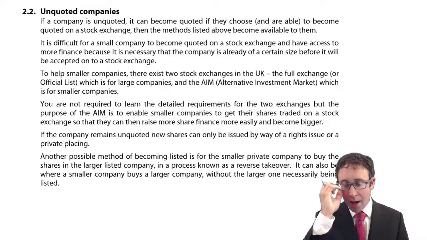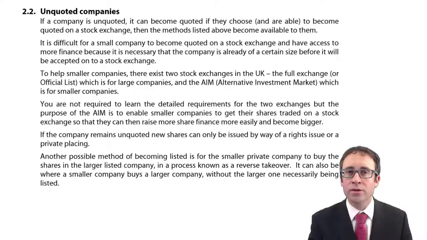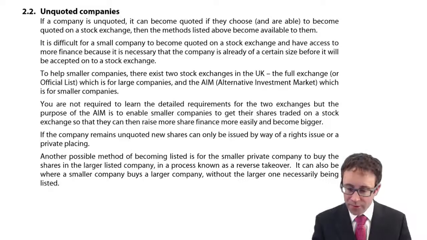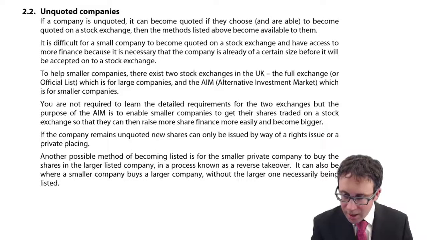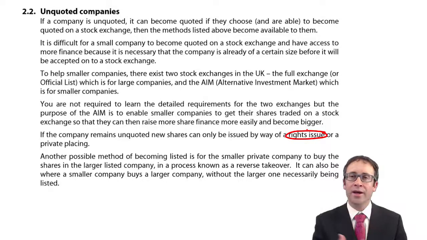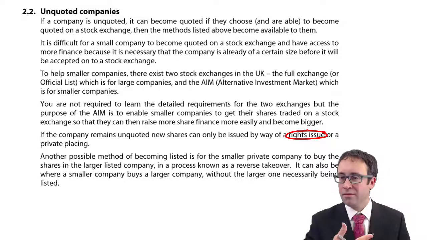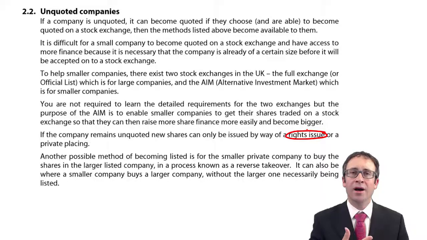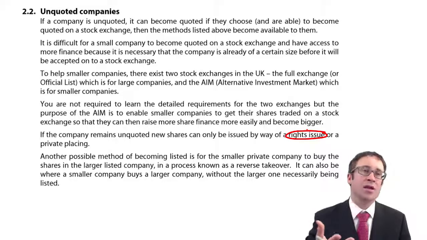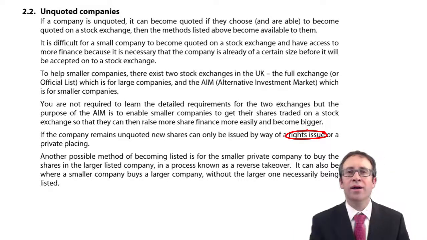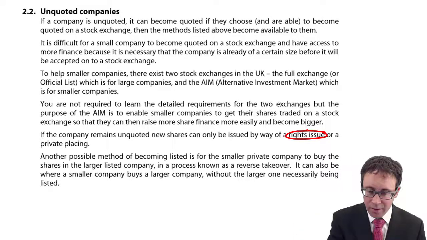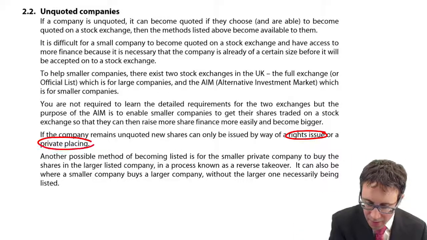If you do decide to stay unquoted, and you want to raise equity finance, I think it mentions it there, you can do that via a rights issue, but again, be careful. If it is unquoted, it could be that it is owned by family members, and therefore you're asking your family to provide the finance, which might not work. So the best alternative is looking there at a private placing.